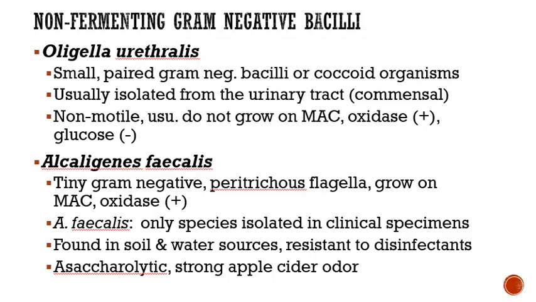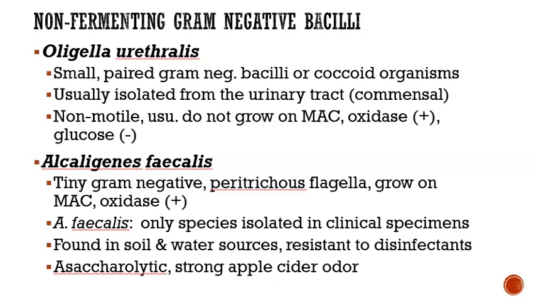There are some of the colonies of Moraxella. Okay, Oligella urethralis. On the gram stain morphology, you'll see small paired gram-negative bacilli or coccoid organisms, usually isolated from the urinary tract where it can be a commensal. This one's non-motile, and it usually will not grow on MacConkey. It's oxidase positive and glucose negative.